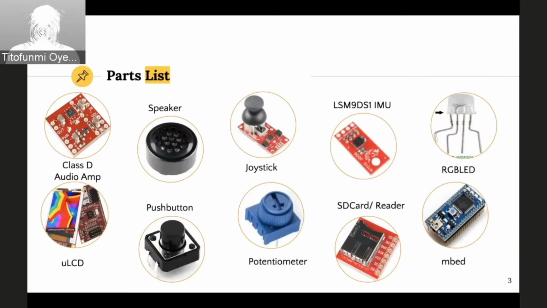The music files and the highest score text file are stored in an SD card, which is inserted into the card reader and connected to the Mbed, and finally the Mbed microcontroller.